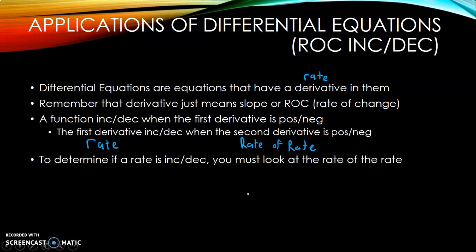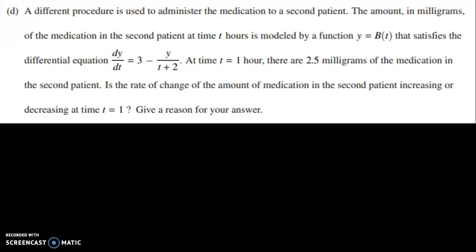So let's take a look at a former AP question. So this is part D of a longer question, but we don't need A, B, or C to answer this part. So it says a different procedure, and don't copy all this down. You'll copy down what's on the next slide.